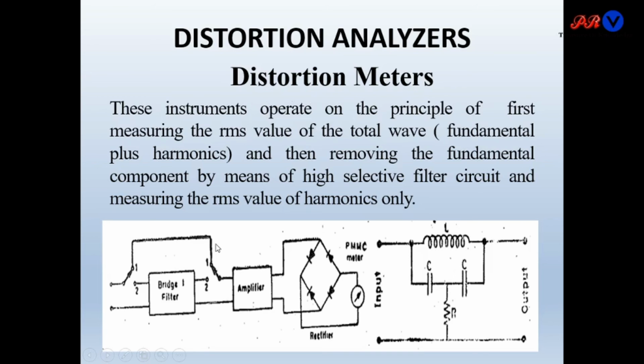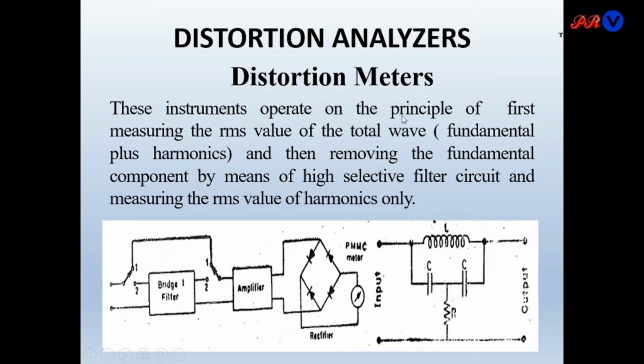Also, the circuit diagram or block diagram is shown in the figure. This is the bridge filter circuit, which is T-shaped, which is shown here. This is the amplifier. This is the diode detector circuit or rectifier circuit. This is the indicating meter, which is known as a PMMC meter, which measures the DC component.